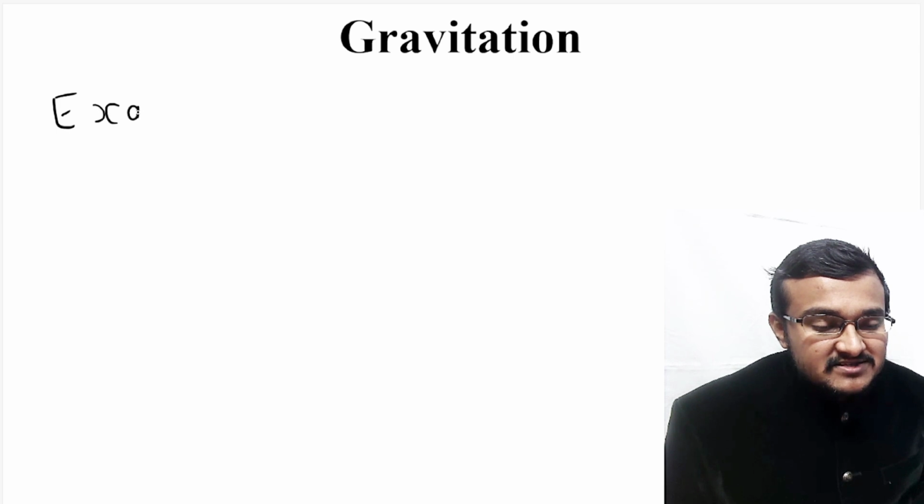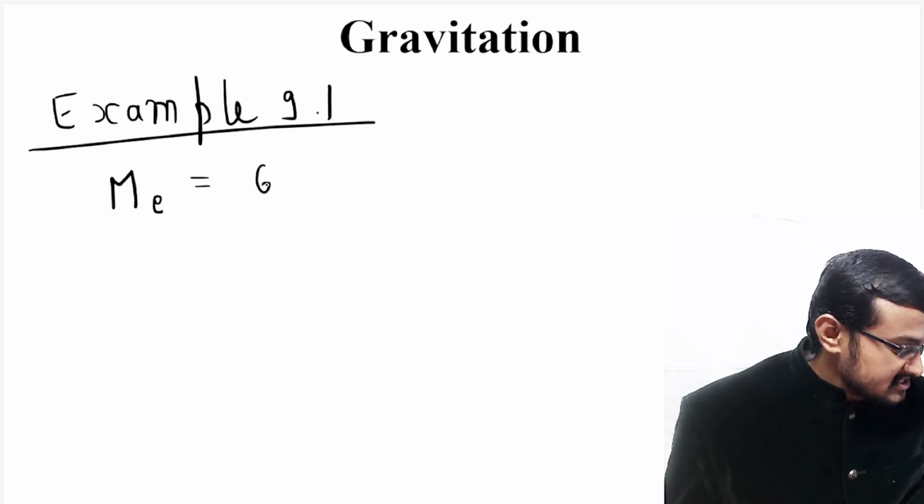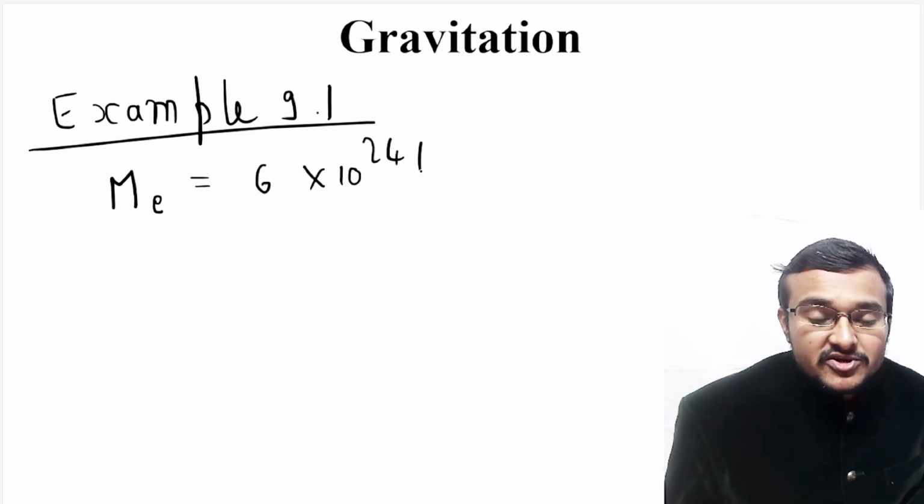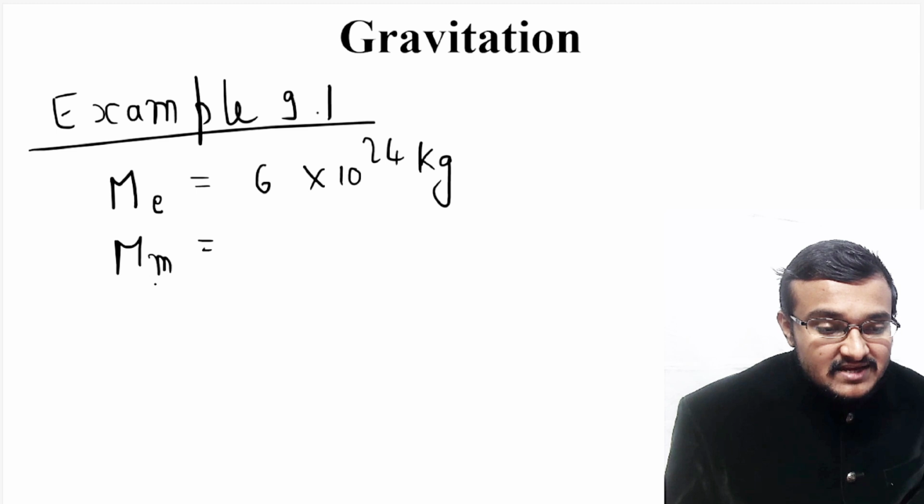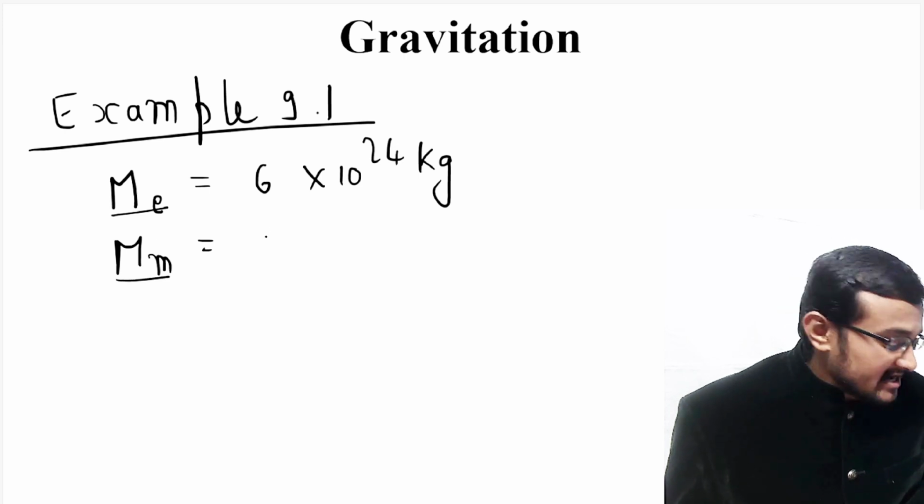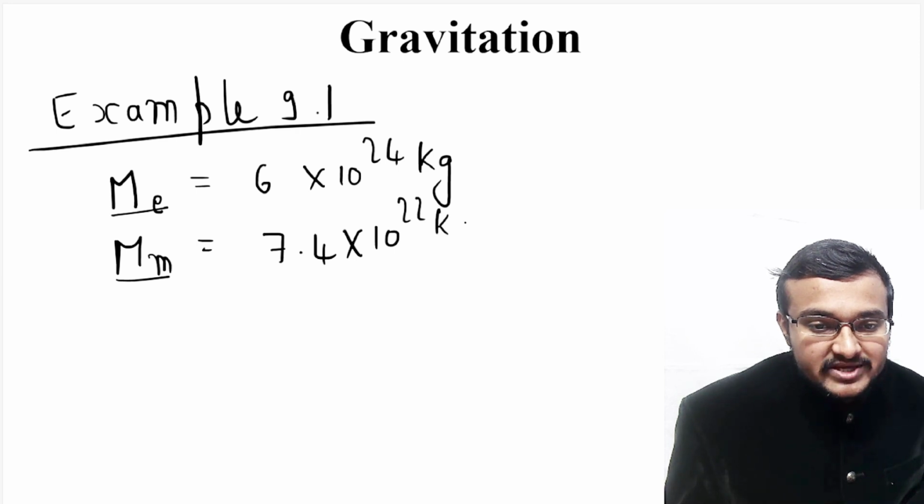Coming to the first example, example 9.1, they have given the mass of Earth. I'll take that as ME, which is equal to 6 into 10 power 24 kg. And they have given the mass of Moon, which I will call MM. These are subscripts, where one indicates Earth and the other indicates Moon. The mass of Moon is given as 7.4 into 10 power 22 kg.